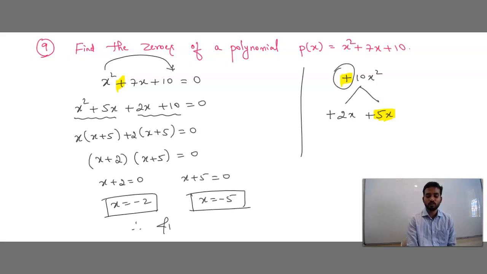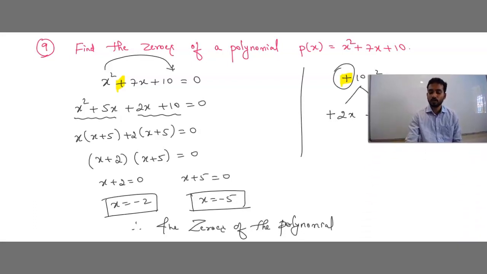Therefore, the zeros of the polynomial are minus 2 comma minus 5. So these are the two zeros of the quadratic polynomial. Okay.